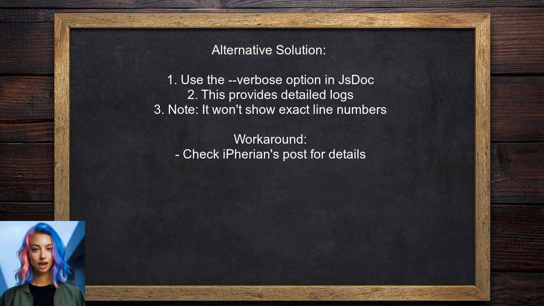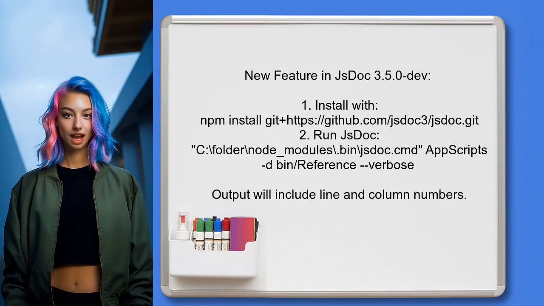However, there is a workaround shared by a user named Iferian that can help you find the line and column of the error. As of JsDoc version 3.5.0-dev, you can now print the line and column numbers of errors. To use this feature, install the current development version with a specific npm command, and then run JsDoc against your JavaScript source files. This will output the error along with the line and column numbers.